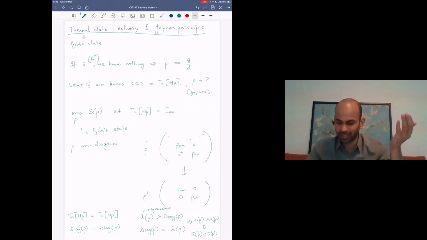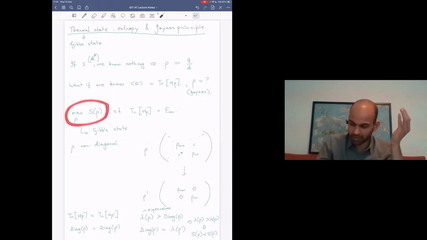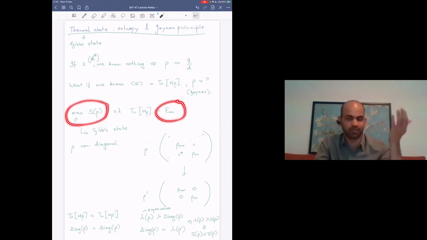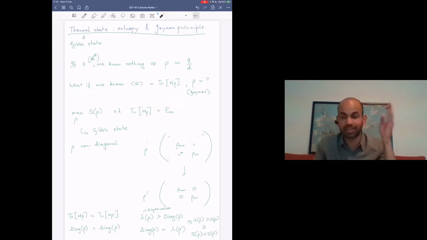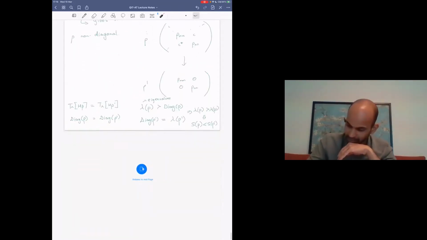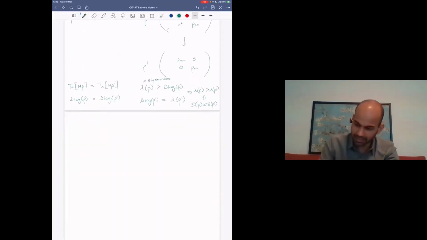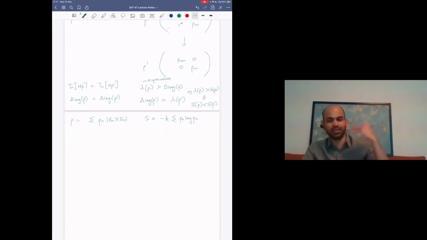So clearly it cannot be that the states that maximize the entropy for a fixed average energy are off-diagonal, because I've just shown that if you start with one like that, you can get even higher entropy. So this already shows that rho has to be diagonal, of the form sum over n of Pn |En><En|, and the entropy is then minus K sum over n of Pn log Pn.